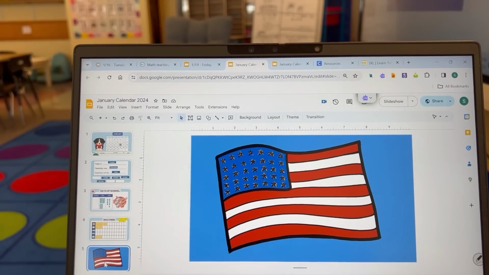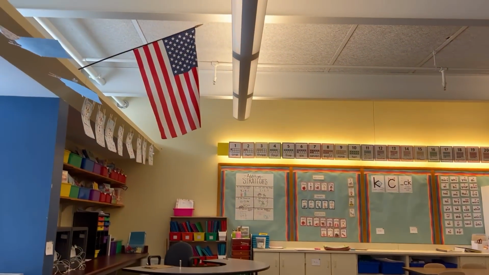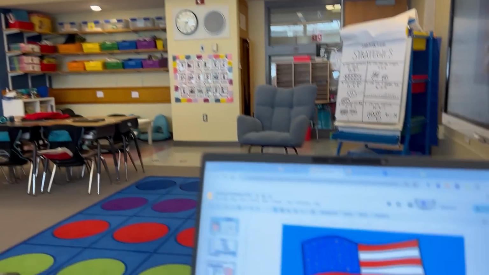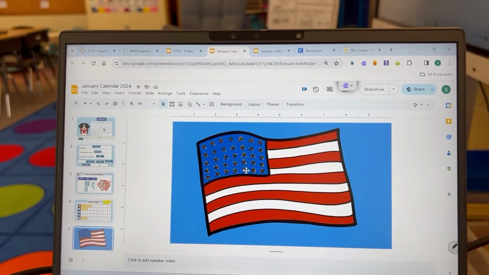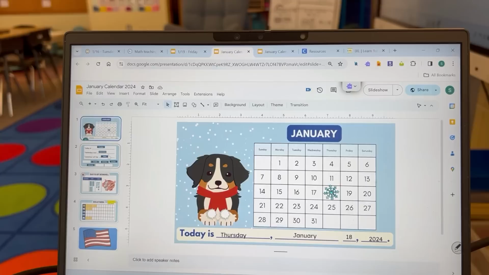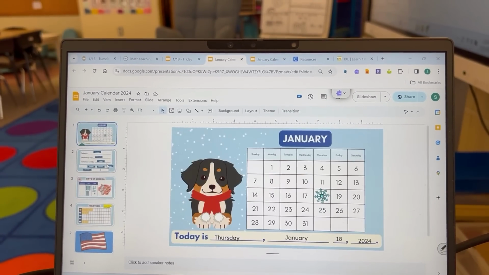And then we do our Pledge of Allegiance. So I have a flag helper who stands under the flag, and we all stand and face them, and we go ahead and do the Pledge of Allegiance together. So it only takes about 5-6 minutes to go through all of this. We do it pretty quickly, and that is how we start every single math block.